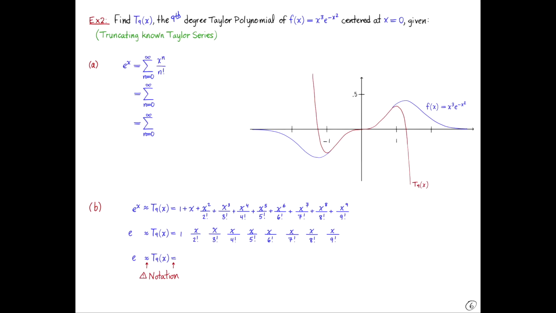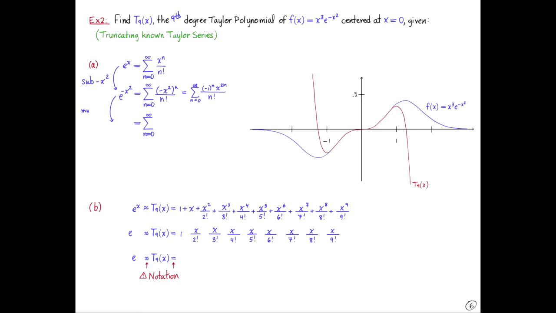Let's start in part A by modifying our known Taylor series by subbing in negative x squared, giving us, on the left-hand side, e to the negative x squared equal to the sum from n equals 0 to infinity of negative x squared raised to the nth power over n factorial. We want to simplify this before moving on to the next step. The sum from n equals 0 to infinity of negative 1 to the n times x to the 2n over n factorial.